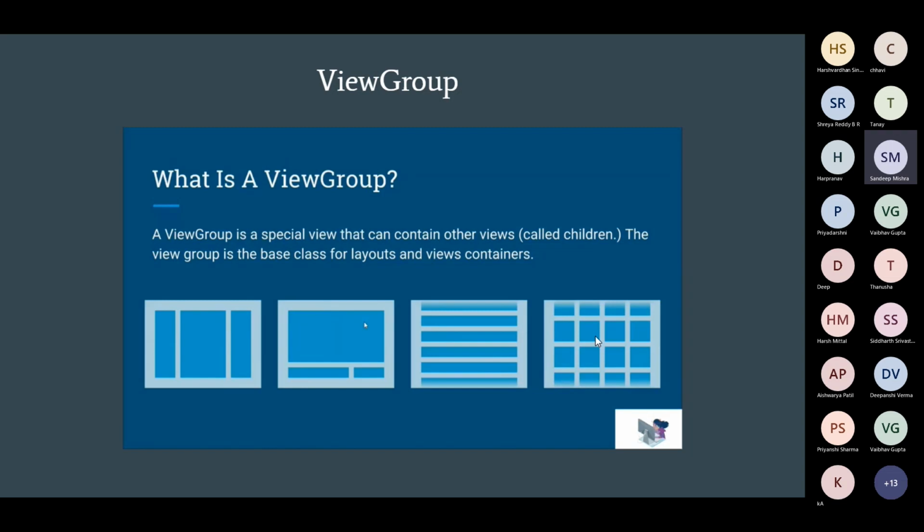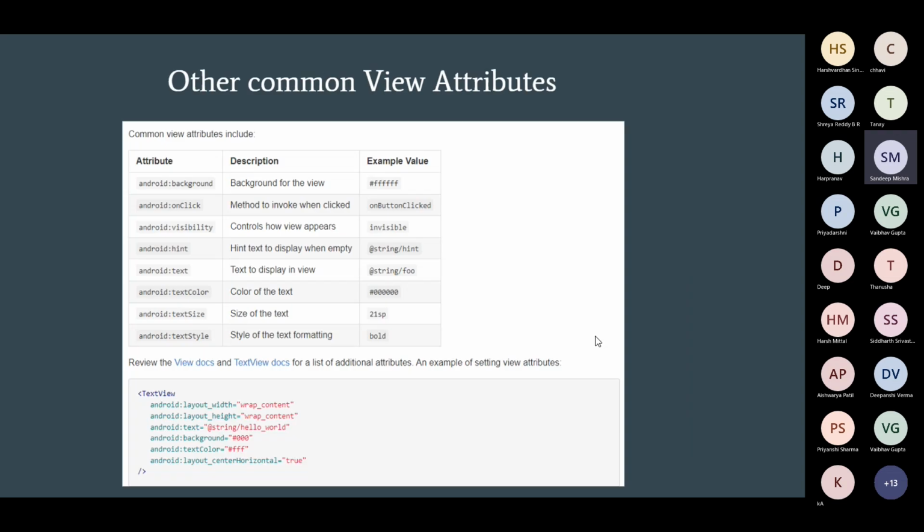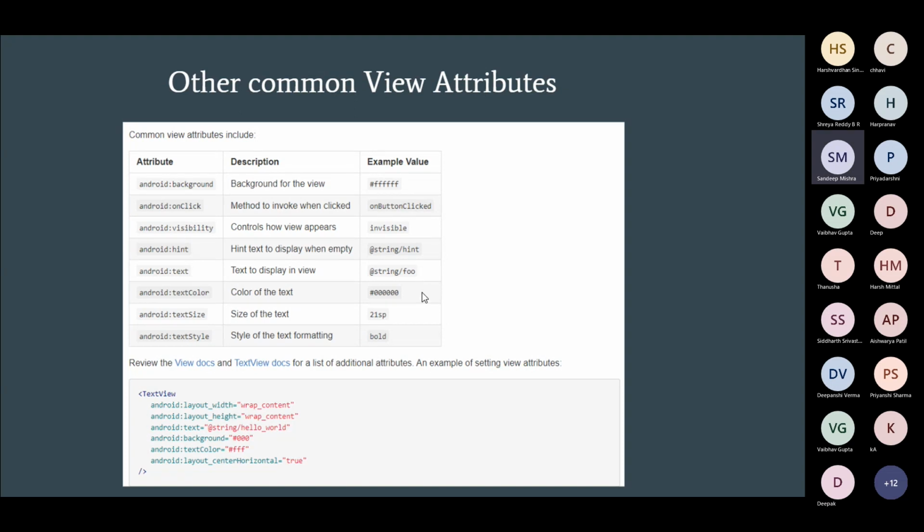Till now, there are some other attributes too, which can be described as view attributes. If you want to have some background color, you can change it by android:background. android:hint is to have some hint text, and android:text is to set some text values. Then there are options called text color, text size, and text style, which you can see in the bottom phase. There are some examples of how to use the text and how to use the layout width and layout height. Now I guess anyone has any doubt?